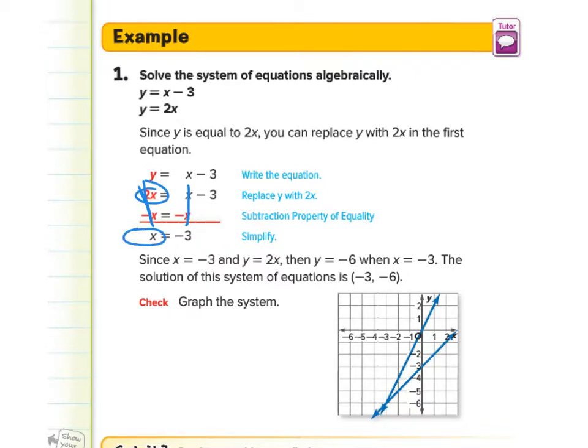So x equals -3. Since x equals -3 and y equals 2x, then y equals -6 when x equals -3. So this is a condition. Y equals -6 when x equals -3, because 2 times -3 equals -6. So y, right here, is -6 only when x equals -3, as we figured out here. Then the solution of this equation is -3, -6.